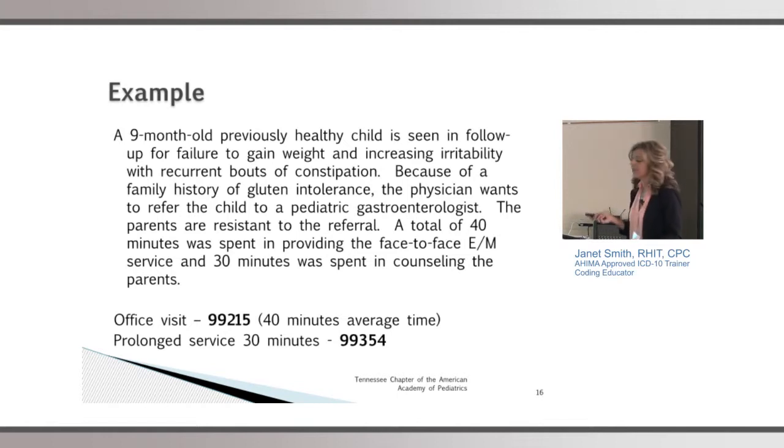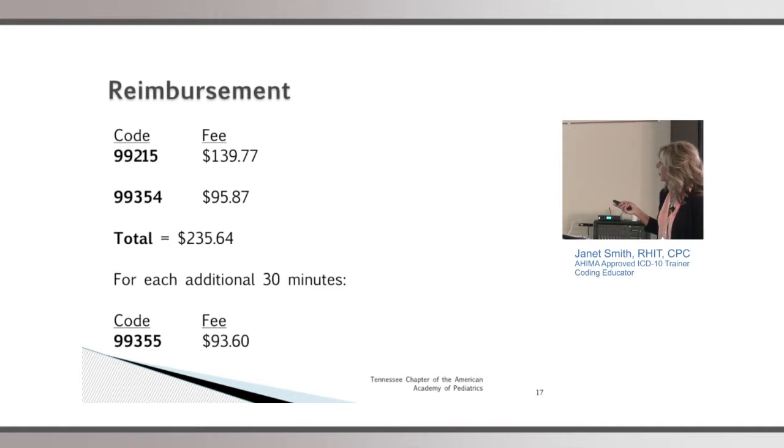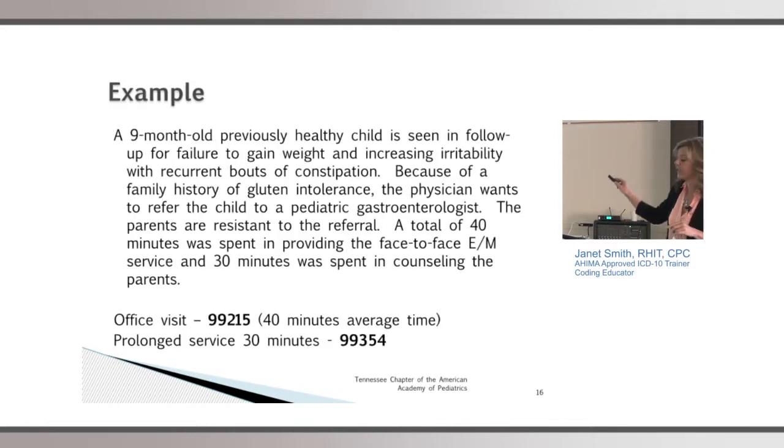So here, this is an extensive use of time in the office, and you would be reporting this based on time. So your office visit would be the 99215 for 40 minutes, and then you add on the prolonged service code of 99354. When you look at the reimbursement for this, you'll see that the 215 is about $140, and the 354 adds another $95. So this would be time-based. You would be using time to report your 99215.